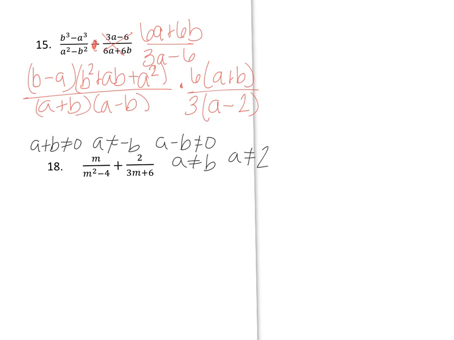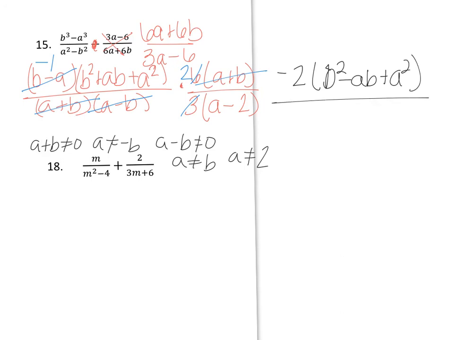What cancels out? What divides out here? We have a plus b, 6 and 3, that becomes a 2. And then b minus a and a minus b, they are opposites, so they divide to equal negative 1. So what we're left with in the numerator is a 2 times a negative 1, so negative 2, times b squared minus ab plus a squared, divided by a minus 2 on the bottom.